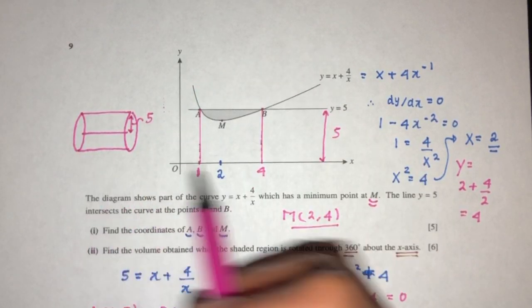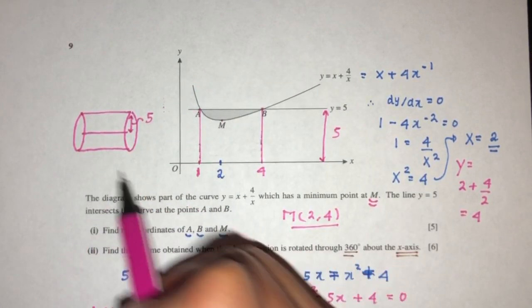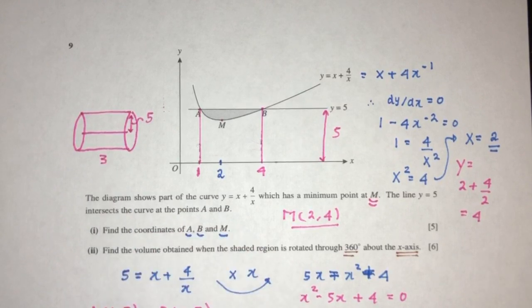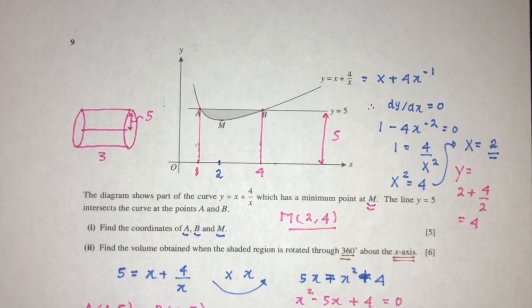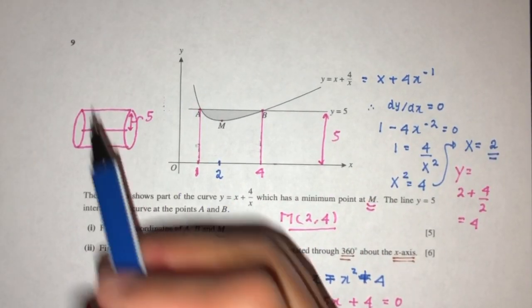And what is the length? The length is between 1 and 4. That should be 3. So the whole volume, everything, when you rotate the line, the bigger volume is the volume of a cylinder. So let me find that first.